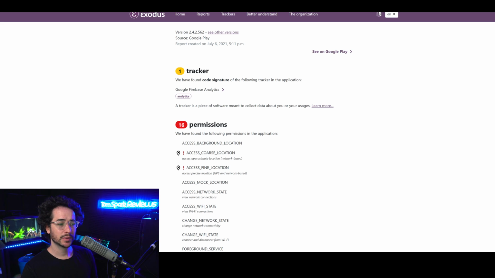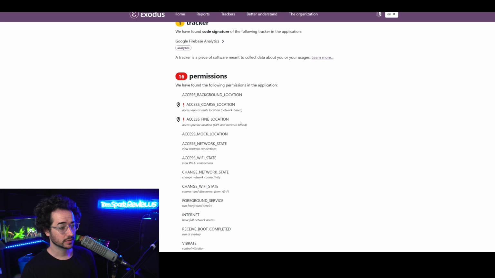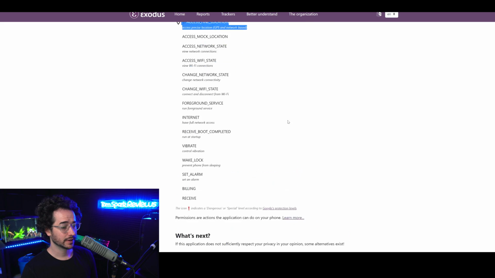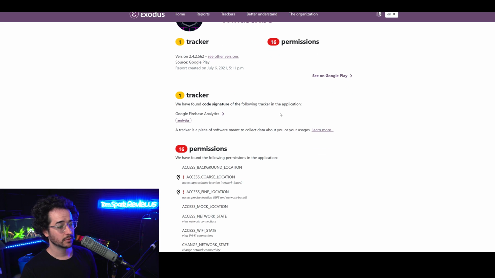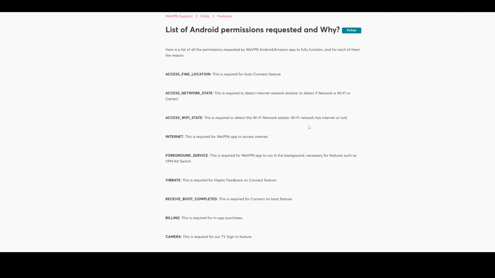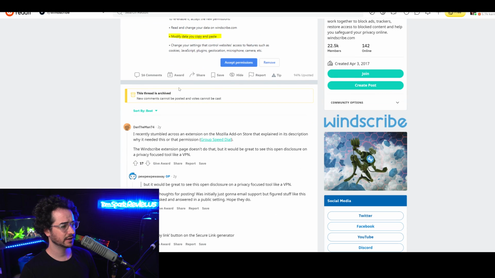Windscribe also has a pretty high permission count of around 16 permissions, accessing coarse location and some of the stuff like this for whatever reason. They probably have their reasons and explanations, so it would be cool to see a page explaining some of these permissions. I don't think Windscribe has that, unlike some other services like Proton VPN, which do a good job explaining almost every single one of these permissions. So I couldn't really find any information about that.